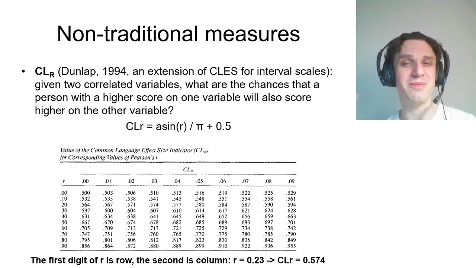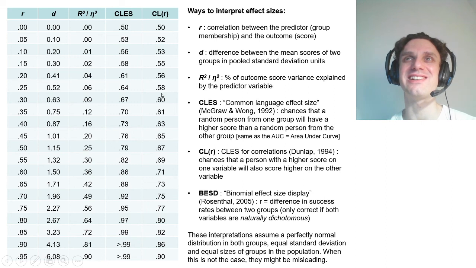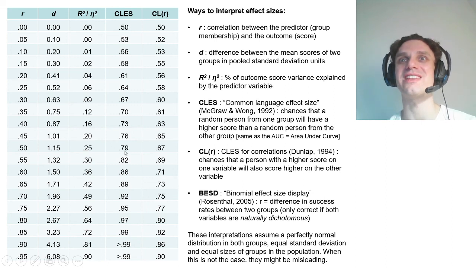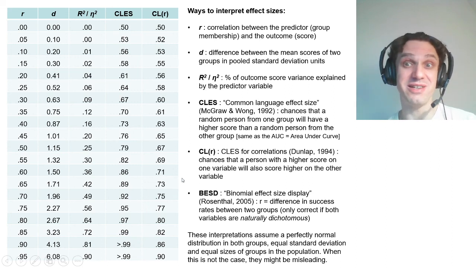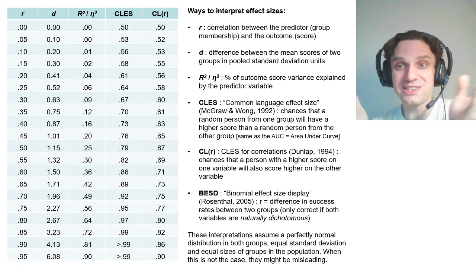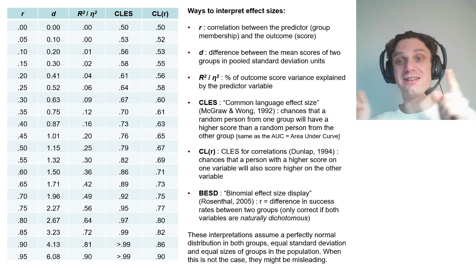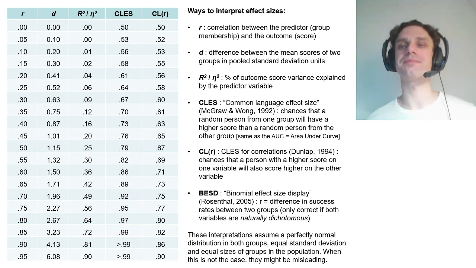Now, this might not be as impressive. CLR is always smaller than common language effect size, because for CLR there are no distinct groups. People are drawn from the same distribution. As a result, they are not necessarily very different.